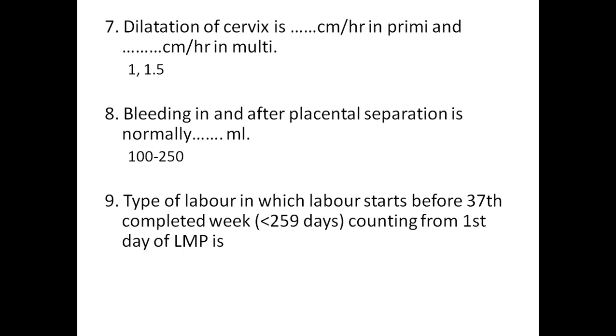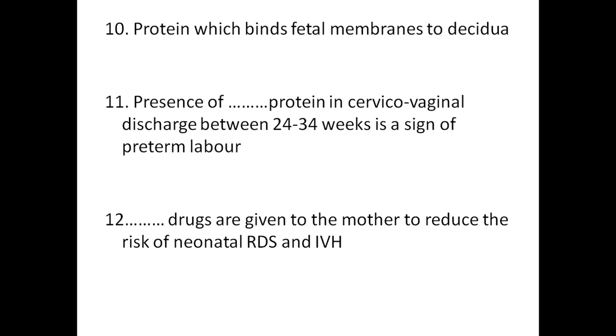The type of labor in which labor starts before the 37th completed week, counting from the first day of the last menstrual period, is called preterm labor. The protein which binds fetal membranes to decidua is fibronectin. The presence of fetal fibronectin in cervicovaginal discharge between 24 to 34 weeks is a sign of preterm labor.